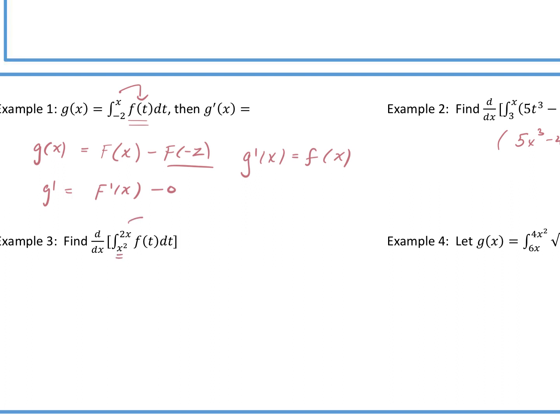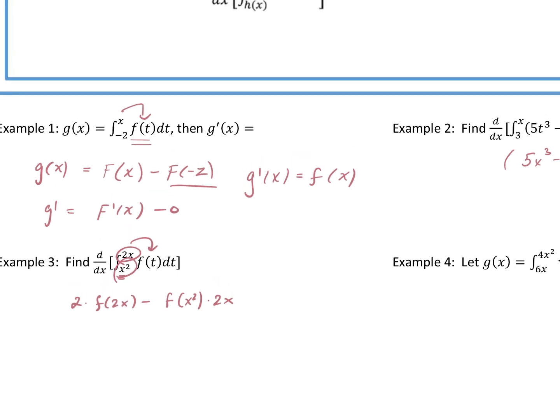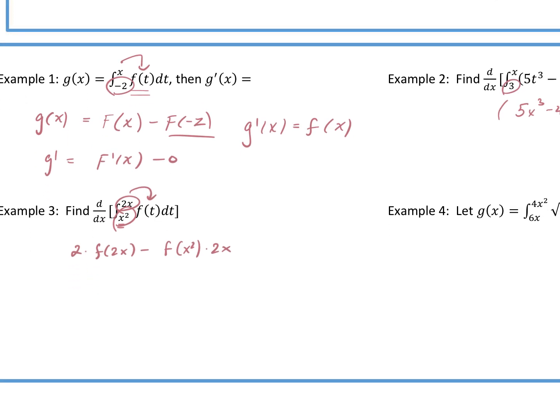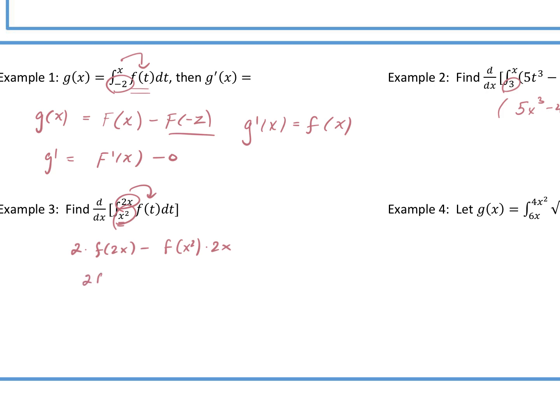All right, for this one, so we have a bound here. So we're going to plug in. So we're going to drop in. So we get f of 2x. But then you want to take the derivative of the top, which is 2. Put it here, and then it's going to be minus, plug in the bottom bound, x squared, and then we're going to multiply the derivative of the bottom, which is 2x. Now again, yes, most of the time you're going to have a constant here, which is why we don't do the second part of it, because when you take the derivative of a constant, it goes to 0. So we get 2f of 2x minus 2x f of x squared.